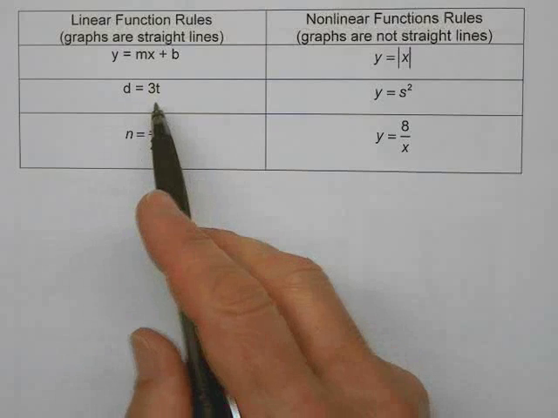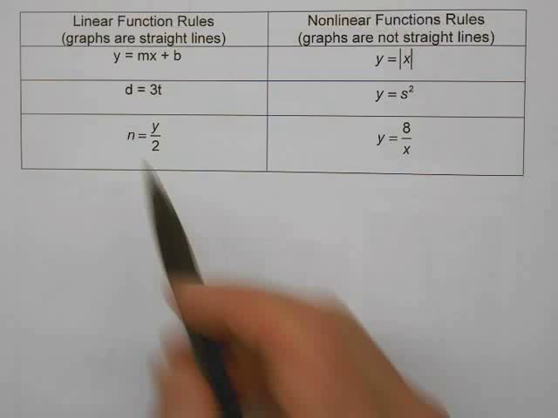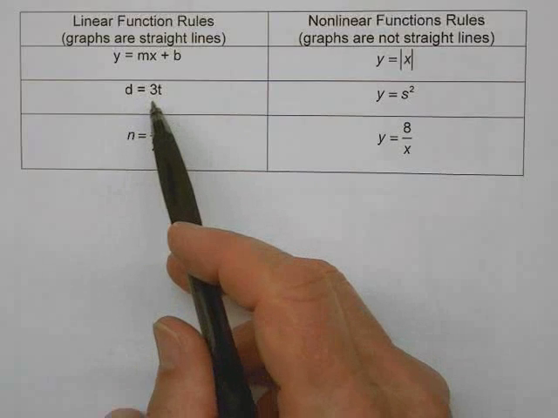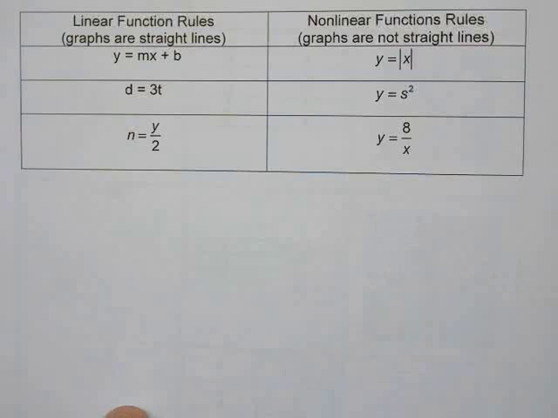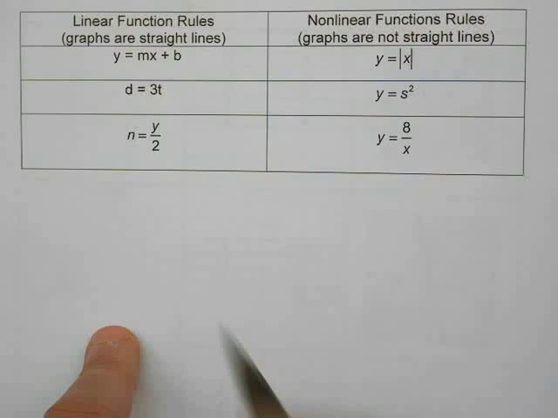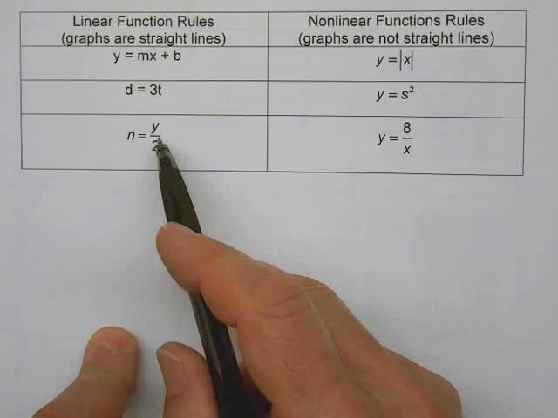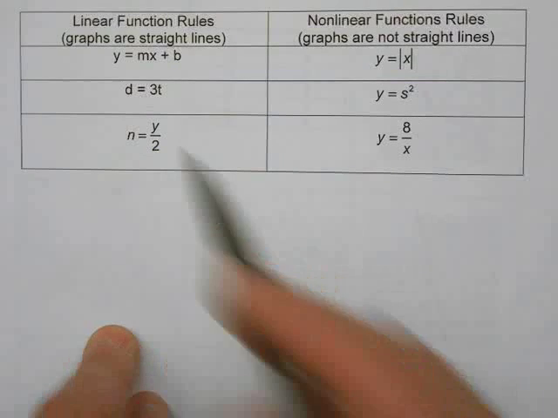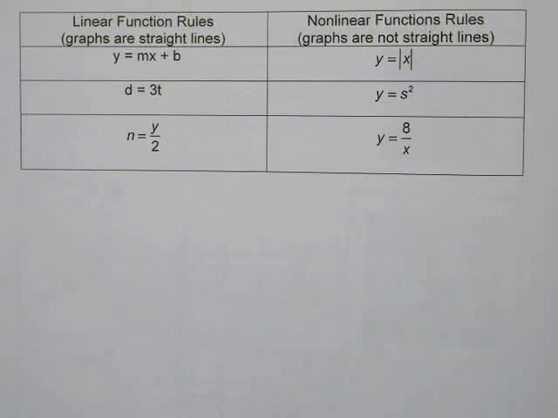D equals 3t will always give you a linear function, something where you've got a variable on one side and then a coefficient multiplied by another variable. That's going to give you a linear function. Something like this third example, where one variable equals another variable divided by 2, or whatever factor it's divided by, dividing it consistently each time.